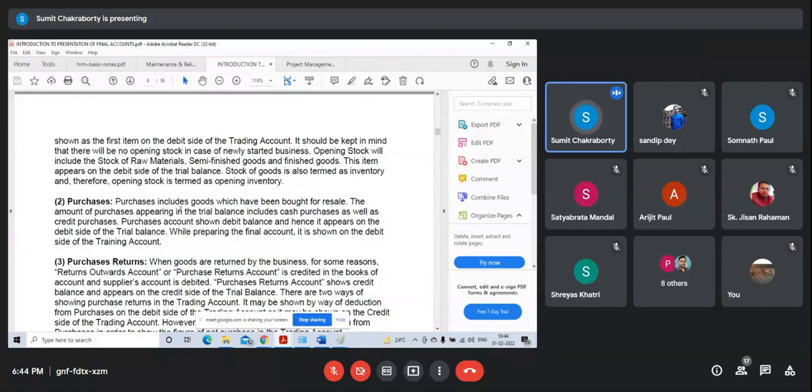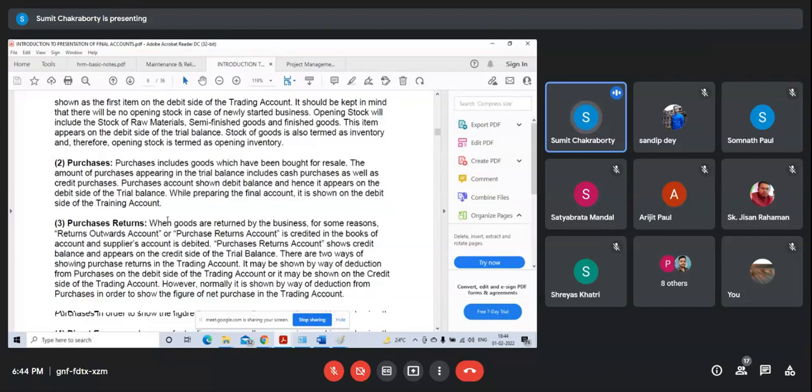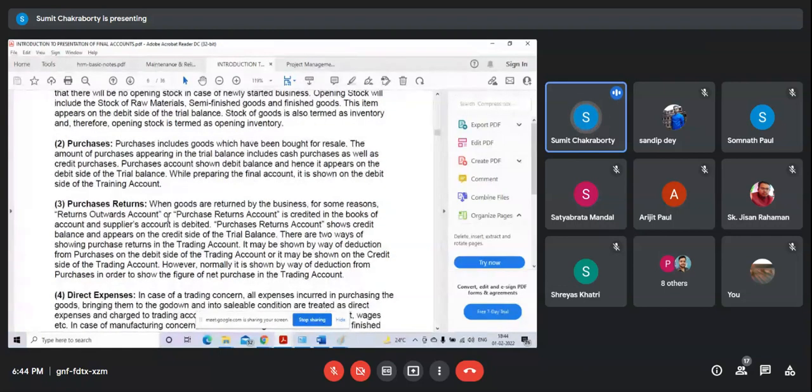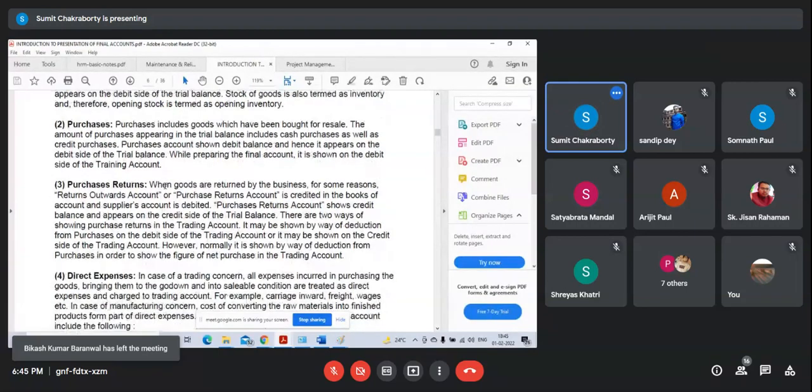Purchases includes goods which have been bought for resale. The amount of purchases appearing in the trial balance includes cash purchases as well as credit purchases. Purchase account shows a debit balance and hence it appears on the debit side of the trial balance. While preparing the final account, it is shown on the debit side of the trading account.